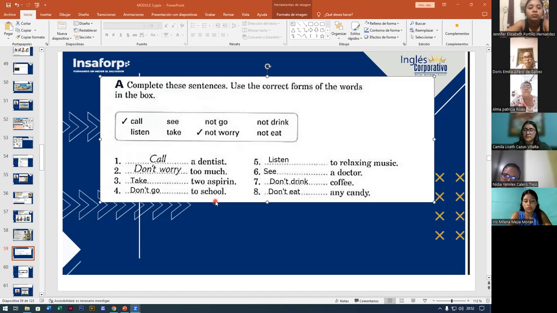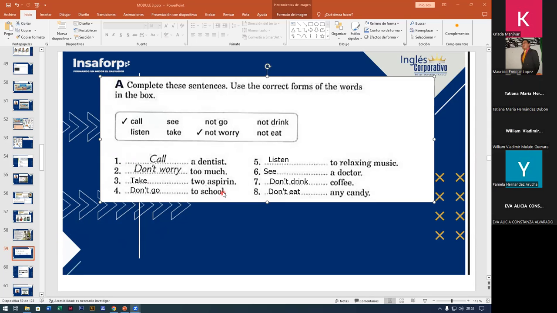In what cases? For a stomachache, headache, toothache. I have a fever. Okay. Have a fever, so don't go to school. Very good. Nice.